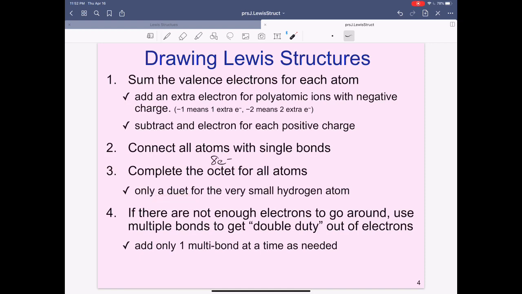If we find we don't have enough electrons to complete all the octets, we'll need to provide multiple bonds, meaning double bond, triple bond, to get double duty out of those electrons. However, beware, we only want to add 1 multiple bond at a time as needed.